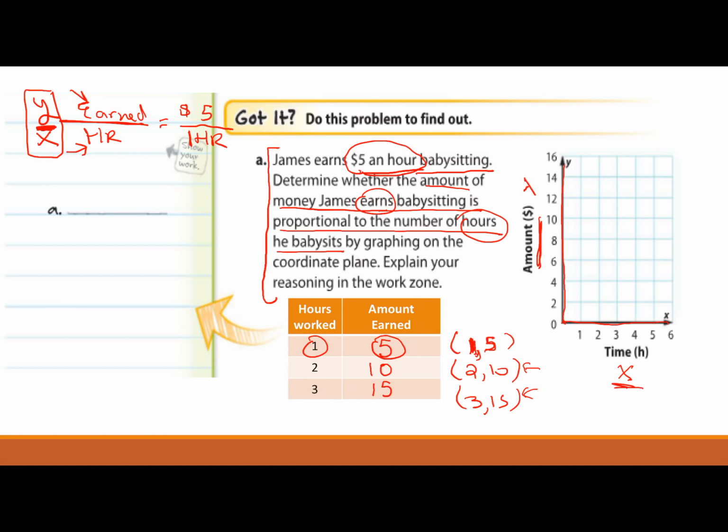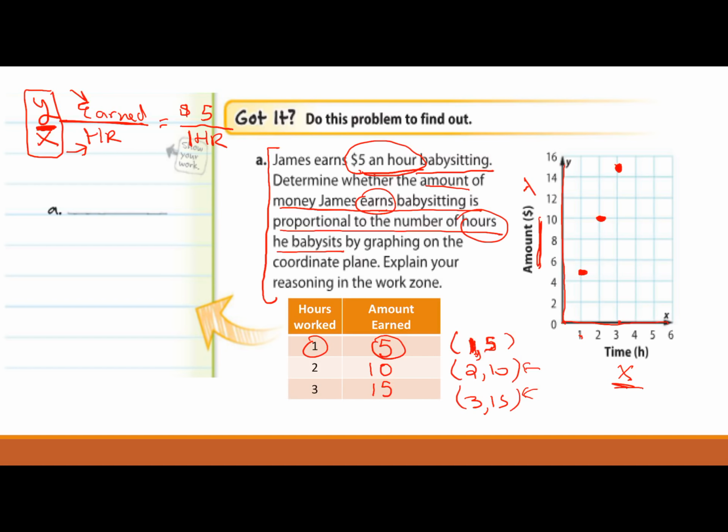So let's go ahead and plot 1, 5. At the first hour, we're going to go all the way up to 5. 5 is right here between 4 and 6. So the first hour you earned $5. For the second hour, you're going to go up to 10. For the third hour, we're going to go right here to the third hour, and we're going to go up to $15. Now 15 is between 14 and 16, so there it is right there.